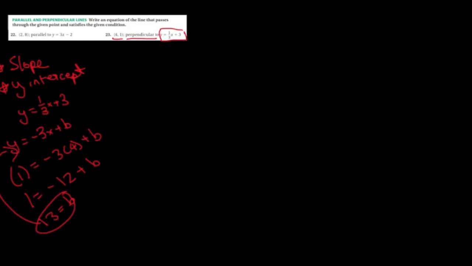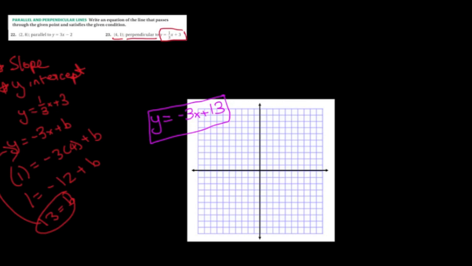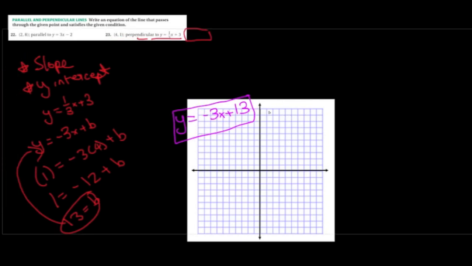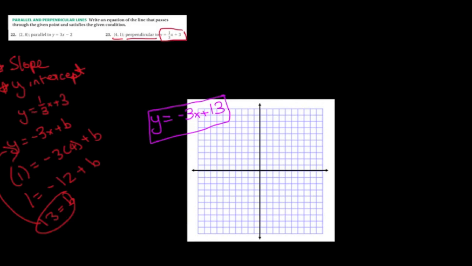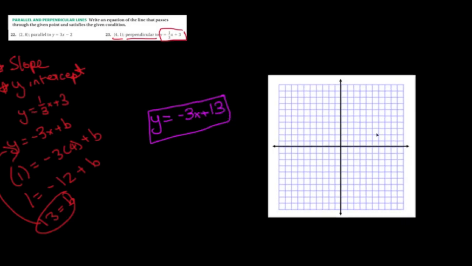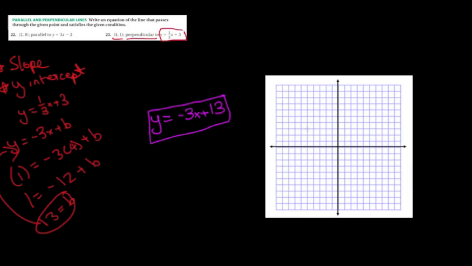I'm going to write this in a different color. Let's do pink. Okay, so this is our final answer, y is equal to -3x plus 13. This is going to be our final equation for this. And once again, we're just going to go a step further and graph this. So let's just get that guy out of the way over here. So okay, let's graph it.